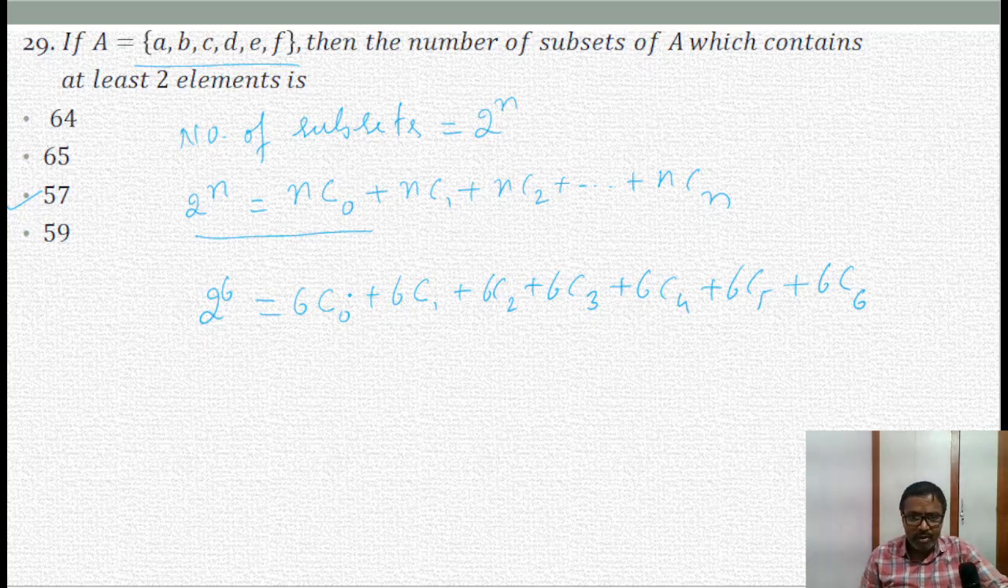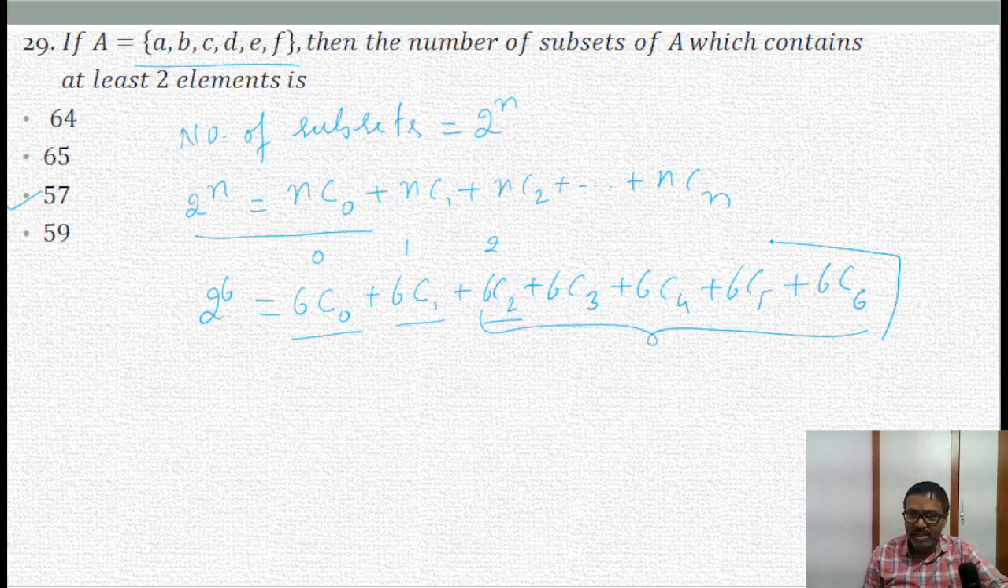So here, whenever we write 2 to the power 6 in this form, 6C0 represents the number of subsets having 0 elements. 6C1 represents the number of subsets having 1 element. 6C2 represents the number of subsets having 2 elements, and it goes on. So we need to find, for at least 2, the sum of these.